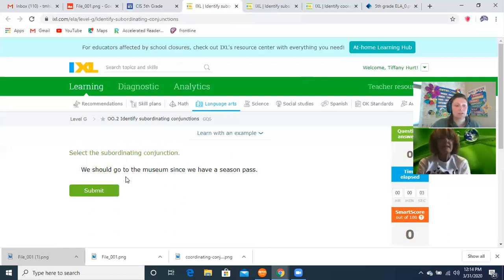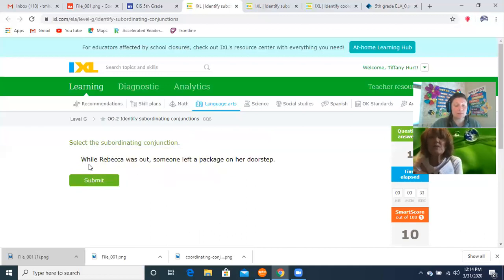Select the subordinating conjunction. We should go to the museum since we have a season pass. The subordinating conjunction would be "since." That's going to tie the two together. Okay, because I can look here and say, we should go to the museum, period. That's an independent clause. It's a sentence by itself. "Since we have a season pass" is the dependent. Okay, very good.